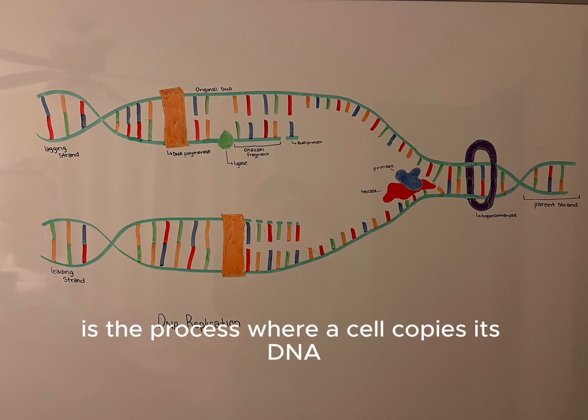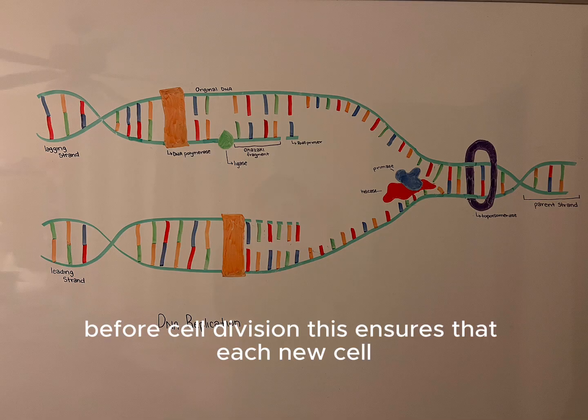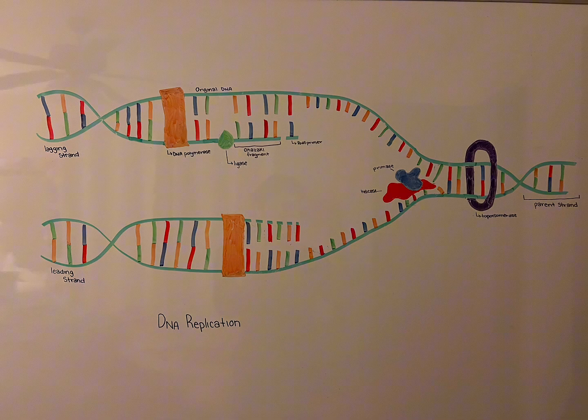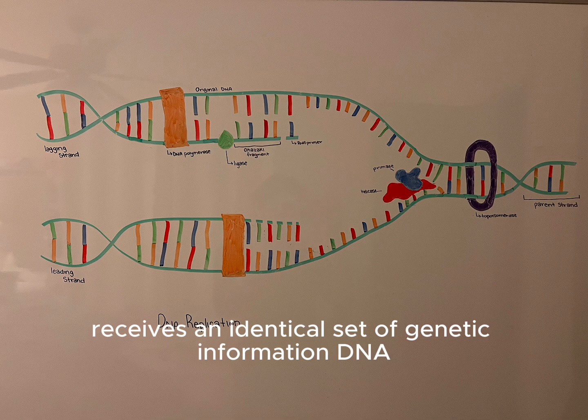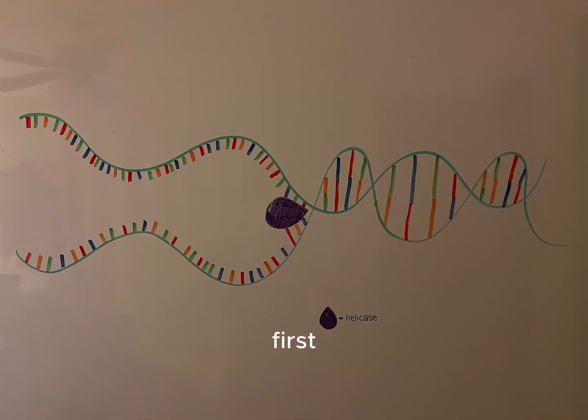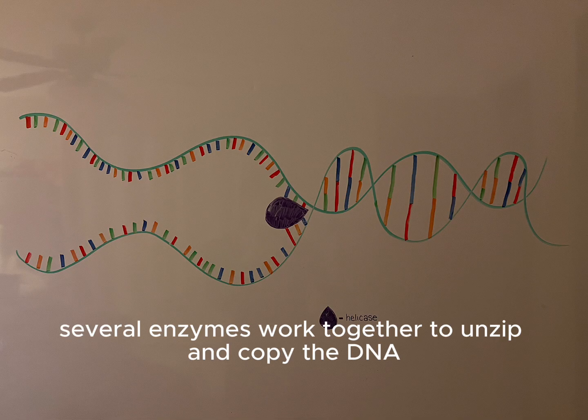DNA replication is the process where a cell copies its DNA before cell division. This ensures that each new cell receives an identical set of genetic information, DNA. First, several enzymes work together to unzip and copy the DNA.